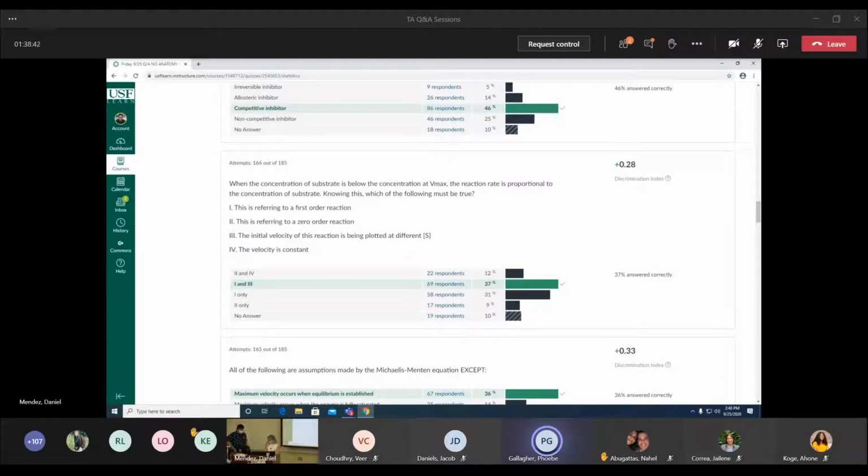The initial velocity of the reaction is being plotted at different substrate concentrations. So this is literally just explaining the plot of the Michaelis-Menten graph. When you plot this graph to find the Vmax, you're going to be plotting the initial velocities for each of these substrate concentrations, because remember that the initial velocity is going to be the fastest velocity of the reaction. So we're only plotting the initial velocities for each of these substrate concentrations on a Michaelis-Menten graph. So that's also true because I'm referring to a Michaelis-Menten graph.